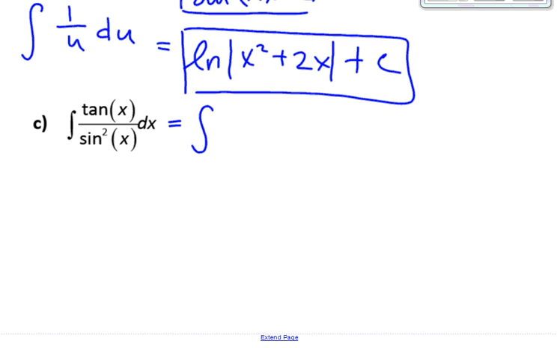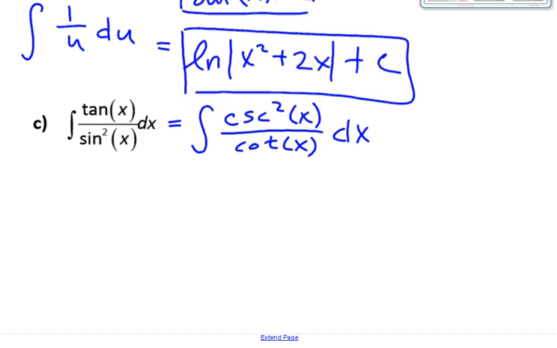Of both of these, tangent being 1 over cotangent and sine squared being 1 over cosecant, and then simplify that, you'd really get cosecant squared of x over cotangent of x dx. And now if you look at this, if the u is cotangent, the derivative of cotangent is cosecant squared, or actually negative cosecant squared. So it is really imperative that you memorize your trig identities and also your trig derivatives and integrals so that you can see that relationship.